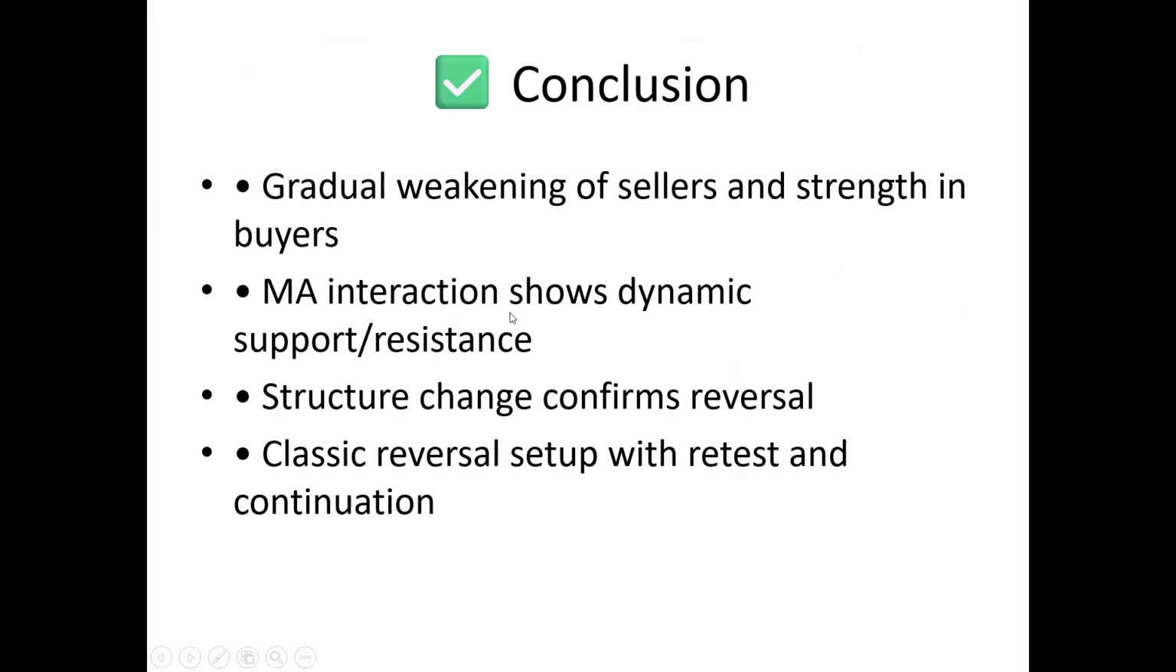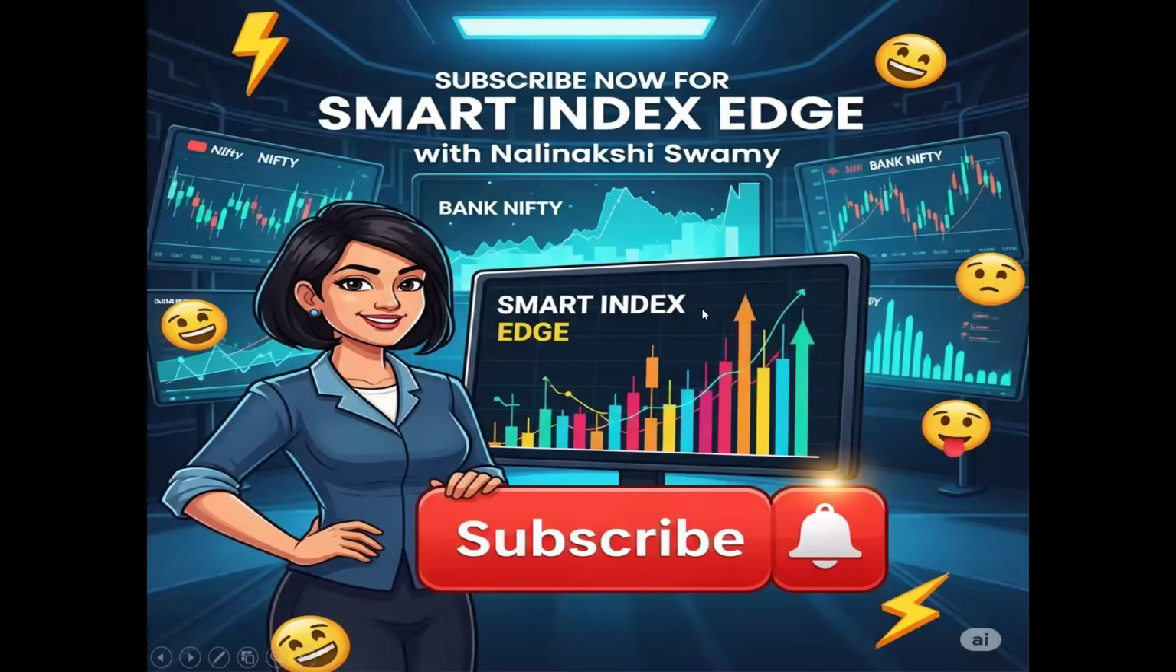So the conclusion is, you can notice gradual weakening of sellers and strength in buyers in the market. The moving average interaction shows dynamic support and resistance. I have explained how the 9-period moving average acted as support and acted as resistance. Structure change confirms reversal. A classic reversal setup with retest and continuation.